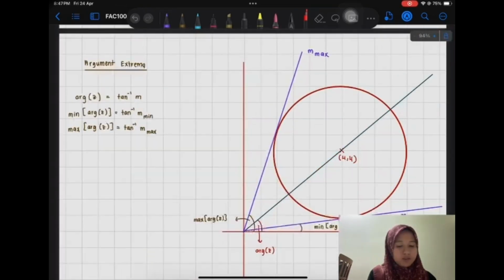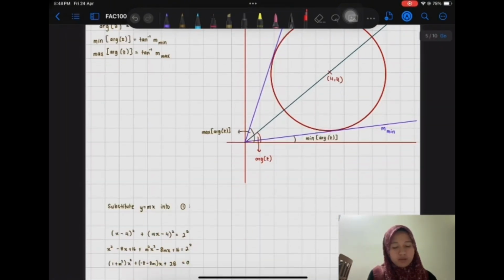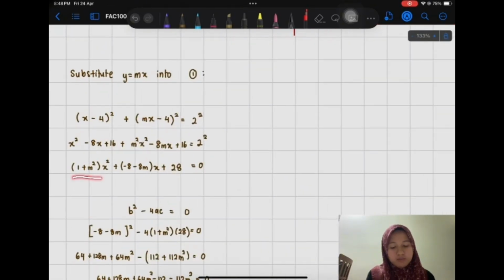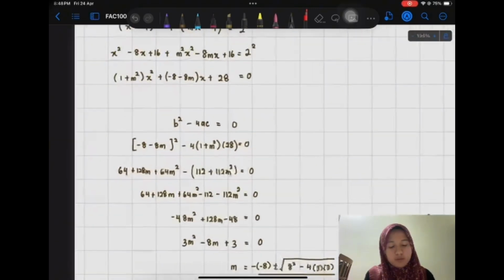For argument extrema, with the locus, we make two tangent lines here, and then we will know our smallest z argument and our maximum z argument. If we substitute the gradient line y equals mx into our circle equation, we will get (1 plus m squared)x squared plus (negative 8 minus 8m)x plus 28. And then we know that this line is the tangent of the circle, so it touches only at one point. So our discriminant must be set to 0.